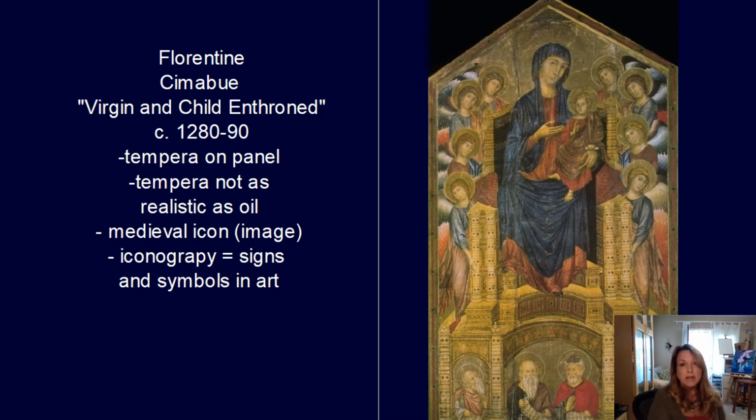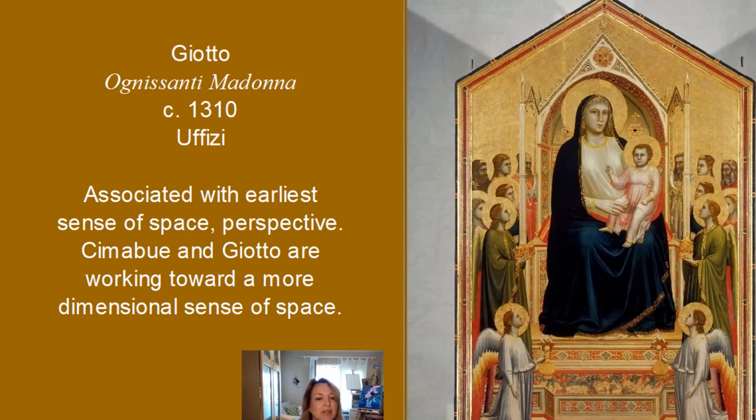Iconography equals signs and symbols in art. You'll hear that a few times this semester. You should remember that. So Giotto, the Ognissanti Madonna, this is from the Uffizi. Very famous work associated with the earlier sense of space, architectural space in particular. Again, there's that sense that the picture has a sense of space to it, like you can look into it. It looks more realistic, it's not as flat.